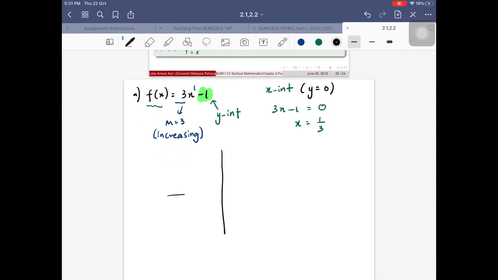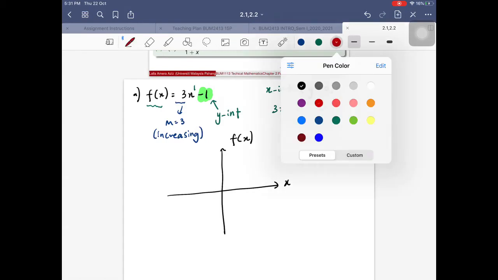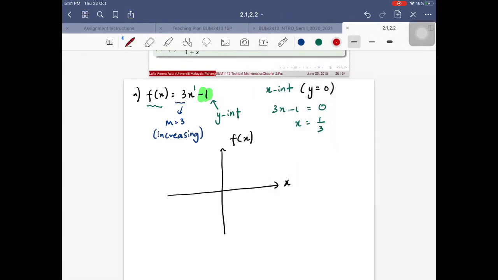So when I sketch the graph, this is going to be my axis. Remember I told you about the axis. So this is going to be x in this case, and this is going to be f of x or y. We're more familiar with y, so you can assume that as being y as well. This is the same. Okay, so first I'm going to locate my y-intercept, that is going to be at 0, -1. So 0, -1 is going to be somewhere over here.